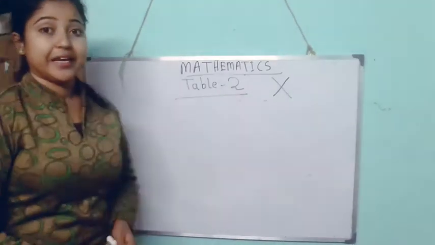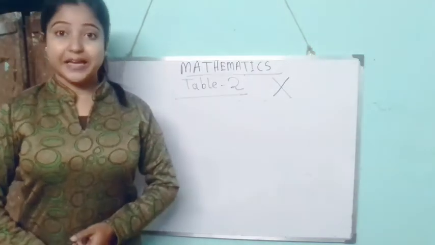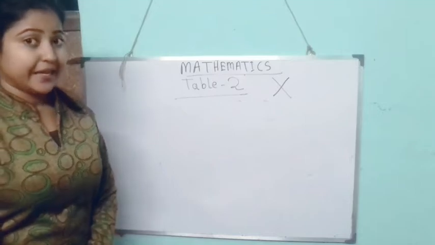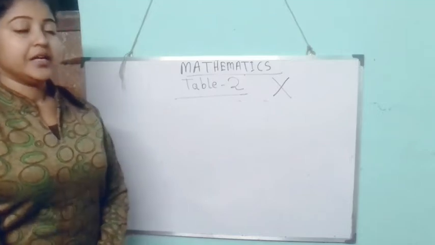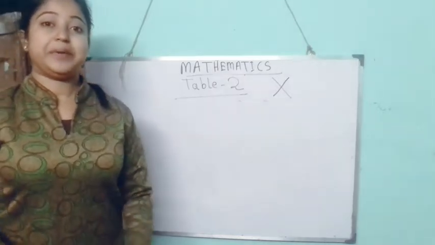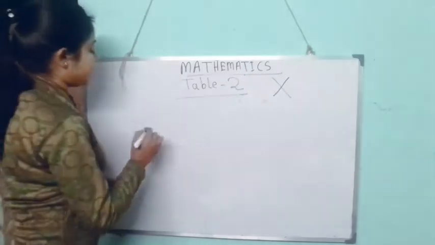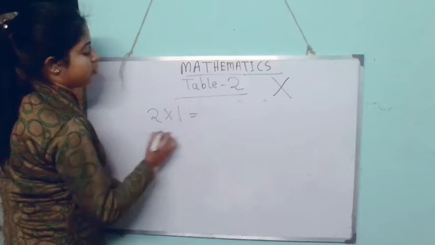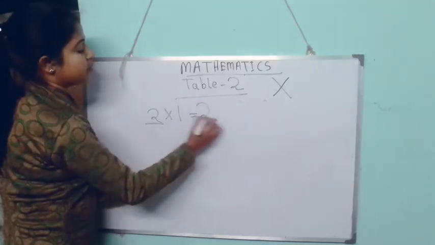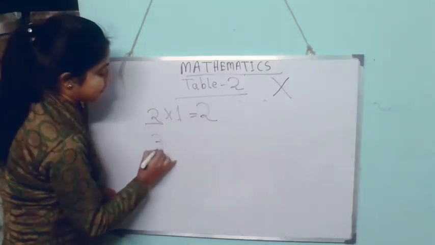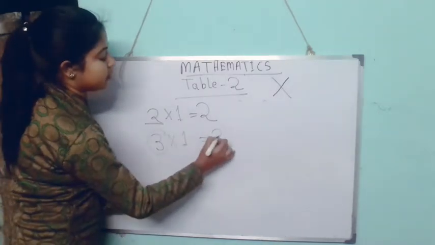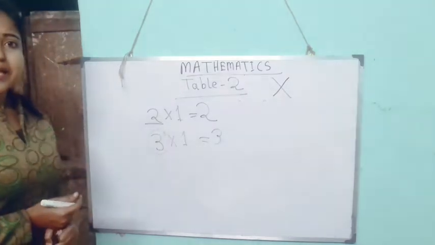And another thing, if we multiply any number with 1, the product will be the same number. Like, if we multiply 2 with 1, we will get the same number 2. If we multiply 3 with 1, we will get the number 3. Why are we getting the same number?